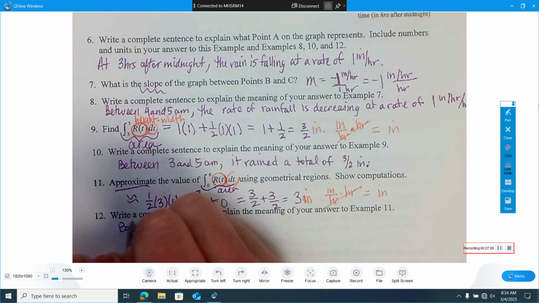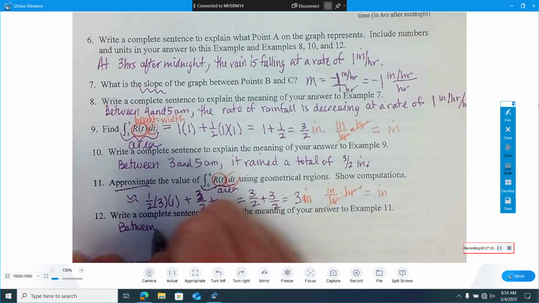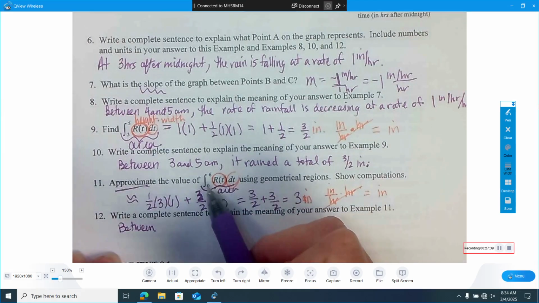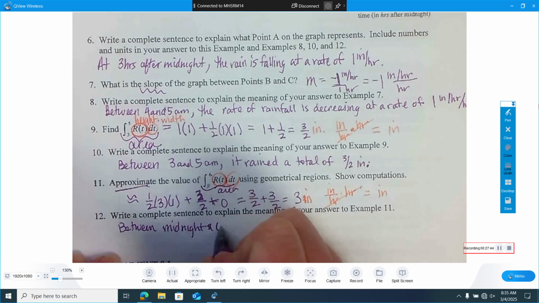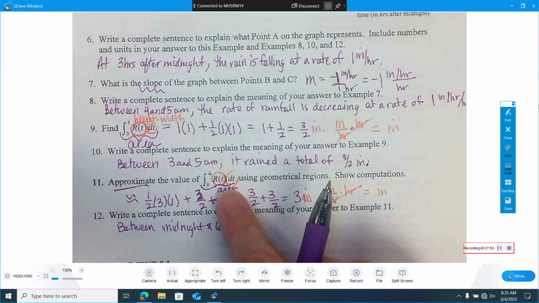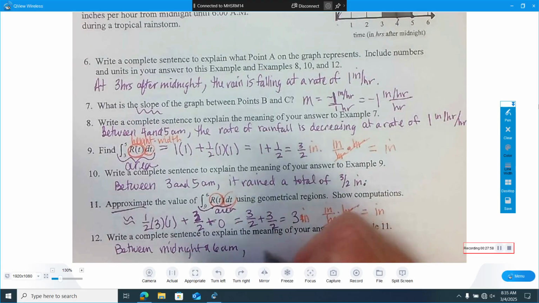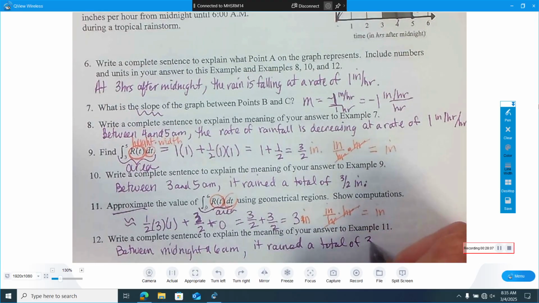I'm going to start with the word between. Between what time? Midnight and 6 a.m. What did we get here? What does that integral represent? It rained a total of 3 inches, or approximately 3 inches.